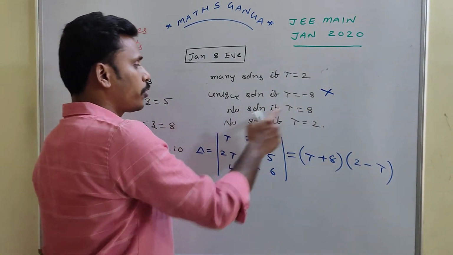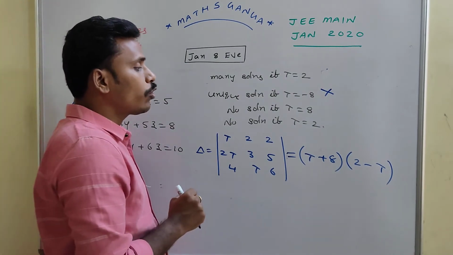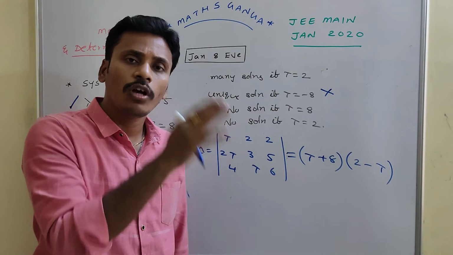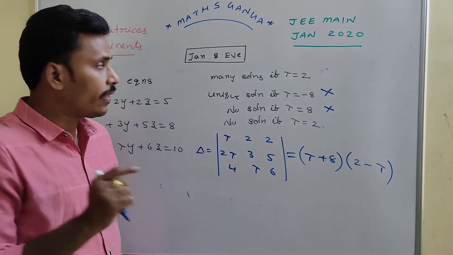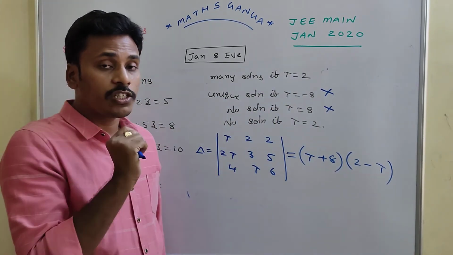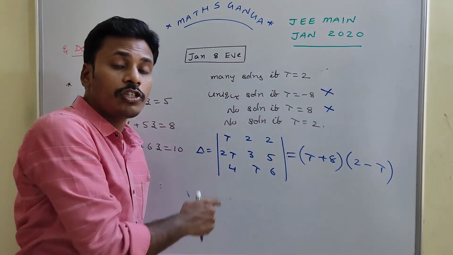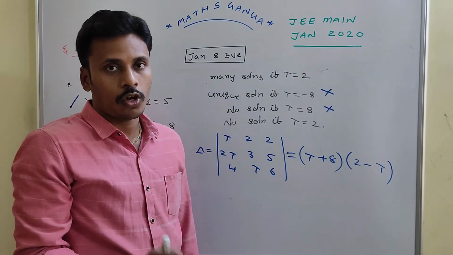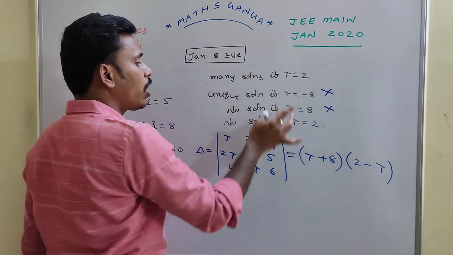Then think about the third option, no solution if lambda is equal to 8. If lambda is equal to 8, then this is not equal to 0. Since this is not equal to 0, for sure it has a unique solution, so eliminate this option also. Then if lambda is equal to 2, the first option and the fourth option. For sure this determinant is 0, right? Since this determinant is 0, we have two options, either many solutions or no solution. So our choice may be either option 1 or option 2.